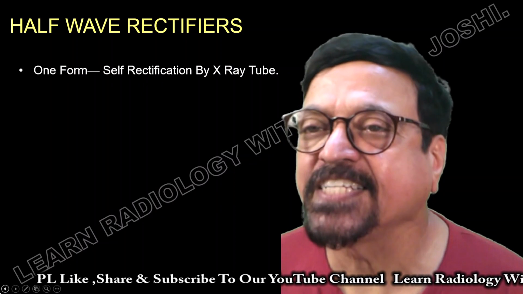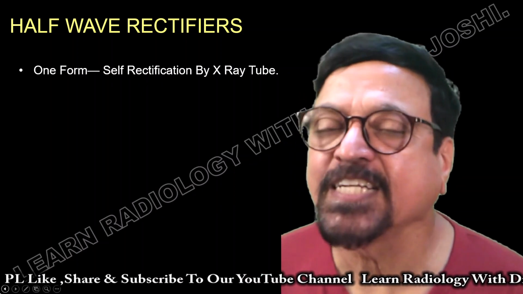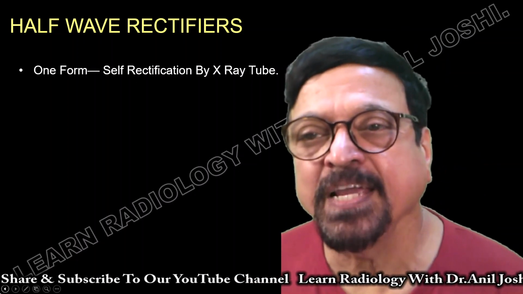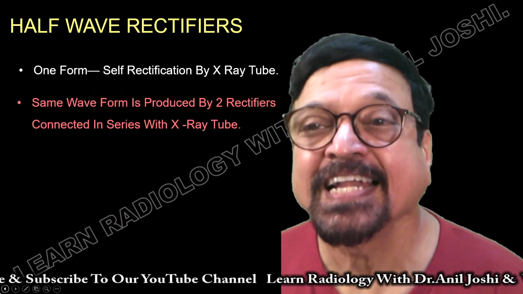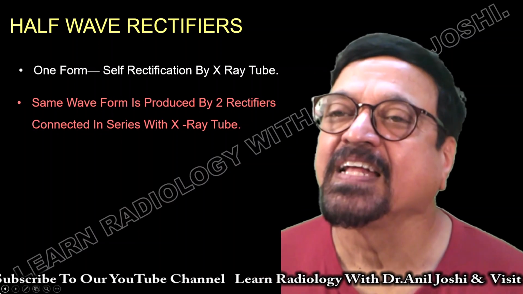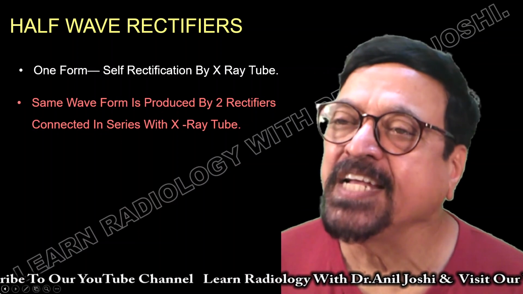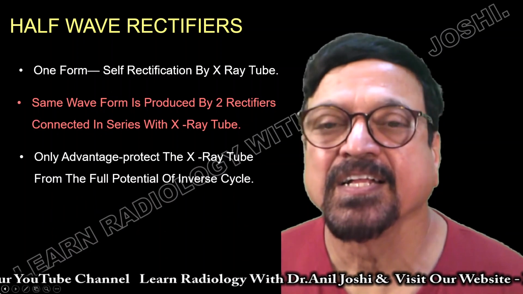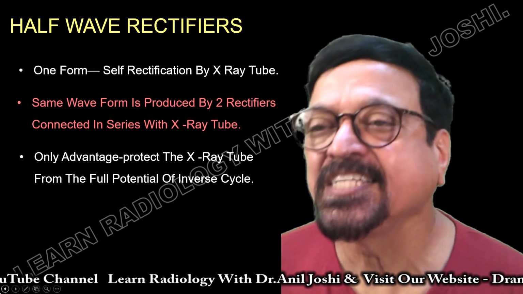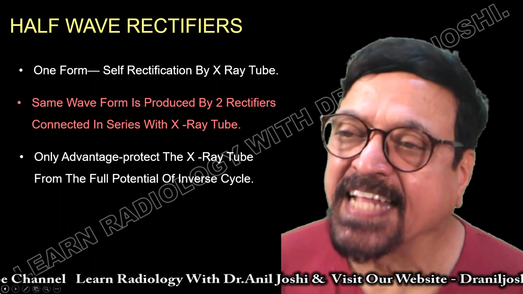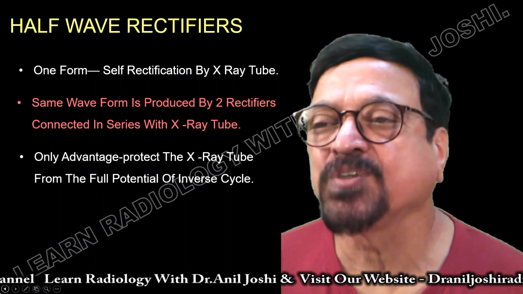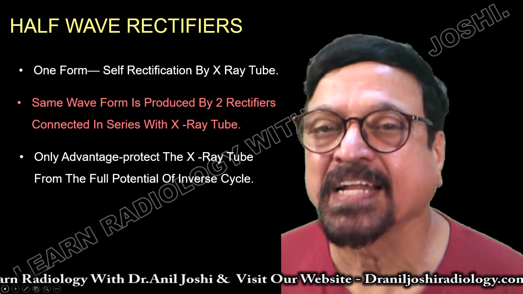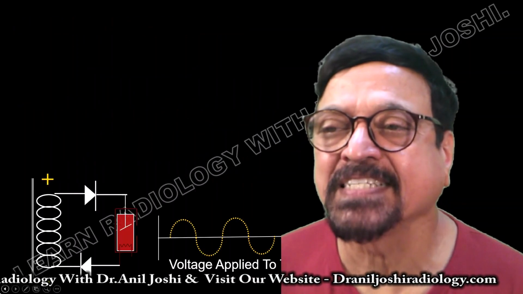Now half wave rectification is one form. Self rectification by the tube: we have seen the X-ray tube can do the rectification job, but it will be half wave and less efficient. Now the same waveform is produced by two rectifiers connected in series with the X-ray tube. The only advantage is protecting the X-ray tube from the full potential of the inverse cycle. So that will protect the X-ray tube, but whatever its inefficiency is will be the same.